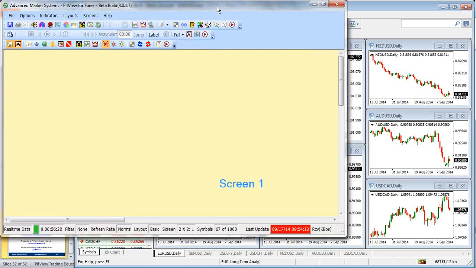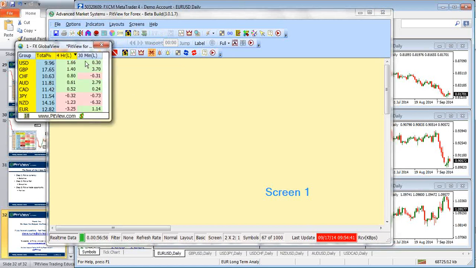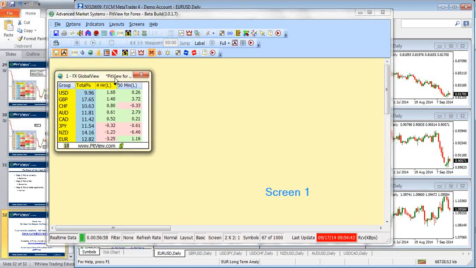When you first pull up PitView, if you want to set up your own little layout or template, the first thing you want to do is pull up the 3 indicators that we were just talking about. When you pull up the basic PitView desktop, you go up here under indicators, and there's GlobalView. So I'd left click on GlobalView, and that'll pull up my GlobalView screen.